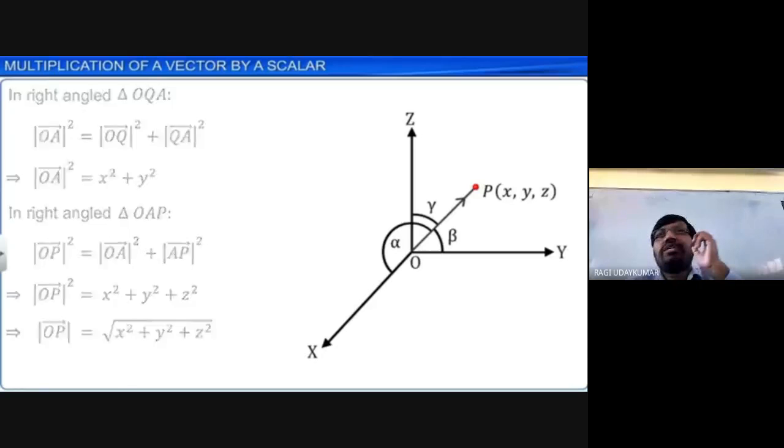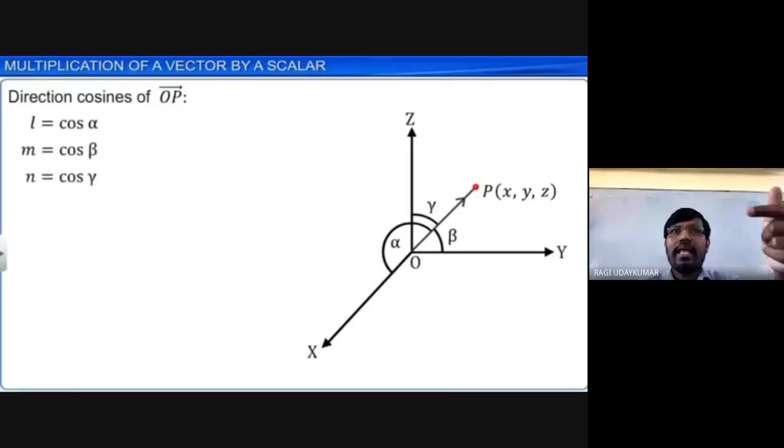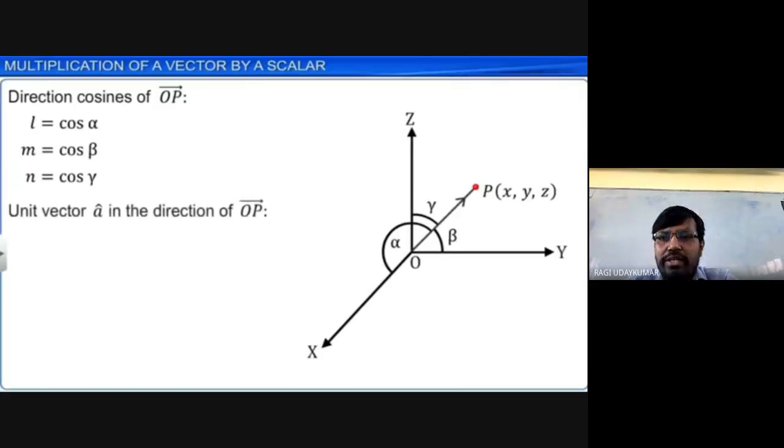Whenever it is taken, the x-axis will be taken towards you, the y-axis to the right-hand side, and the z-axis upwards. If you take a point like that, it will be taken. So l is equal to cos alpha, m is equal to cos beta, n is equal to cos gamma. These are the direction cosines of the vector OP. We have already learned about direction cosines previously.